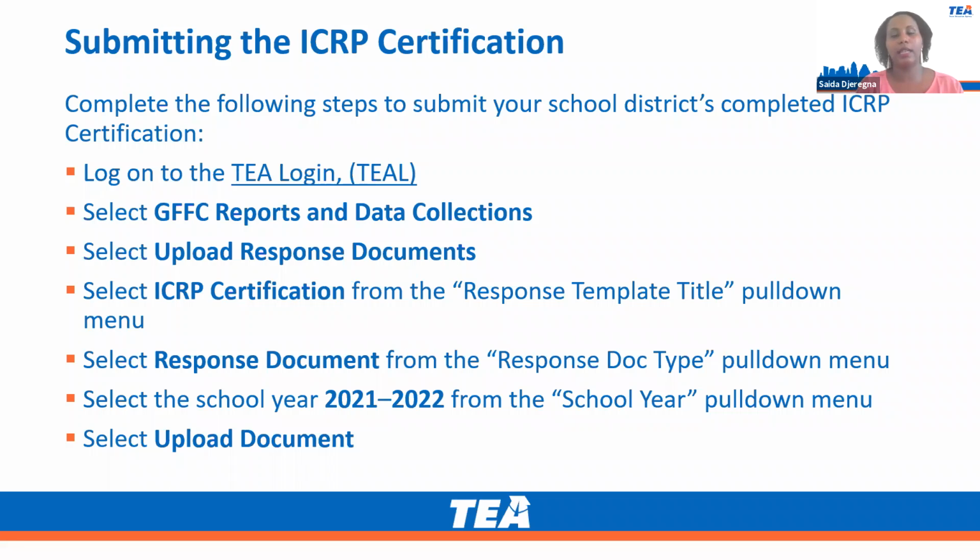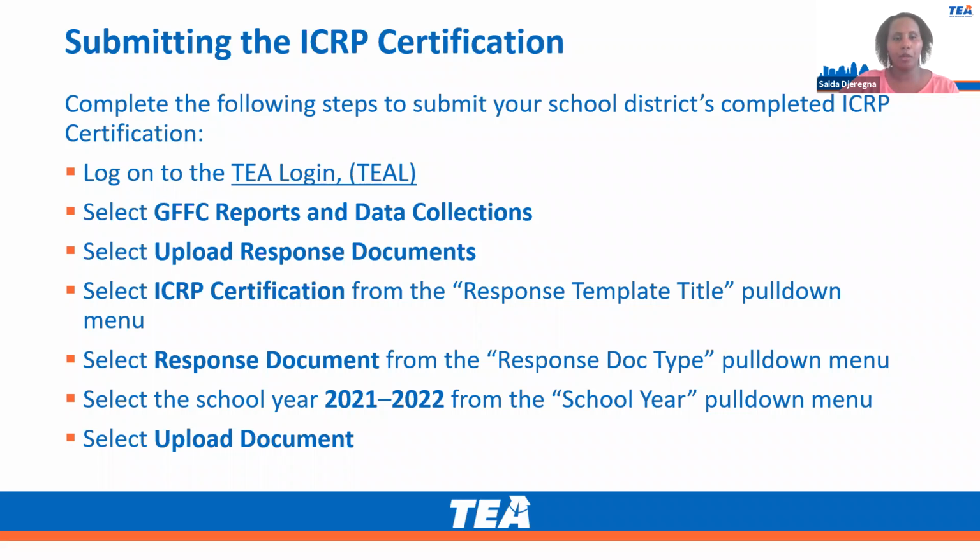And the steps to submit the ICRP certification into GFFC reports and data collection is you log on to TEA login or TIL, you select GFFC reports and data collections, then upload response documents, select ICRP certification from the response template title or pull-down menu, select response document from the response doc type or pull-down menu, select the school year, which is 2021, 2022 from the school year pull-down menu, and then select upload document.